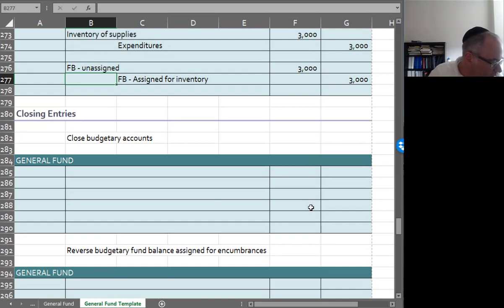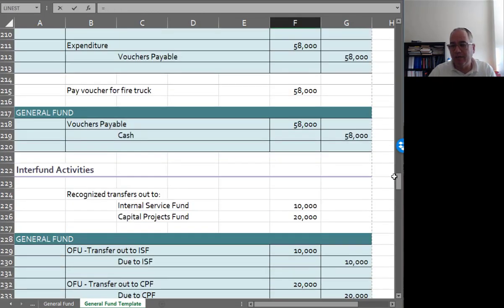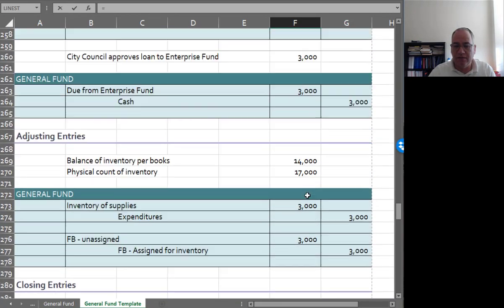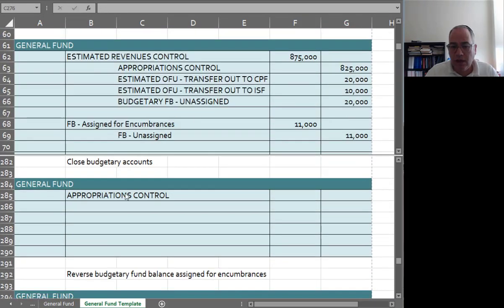And now I've got closing entries. First thing I'm going to do is close all my P&L accounts, including other financing sources, other financing uses, and I'm going to close all my budgetary accounts too. The budgetary accounts, remember, are kind of weird because the estimated revenues were debited and appropriations were credited. So now I'm going to debit my appropriations control. And really, I'm just going to reverse the entry that I did up above. In fact, I'll set this up so you can see it. There we go. That was the entry we originally recorded. So I'm going to now reverse it.